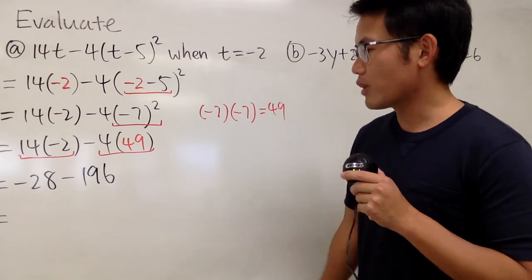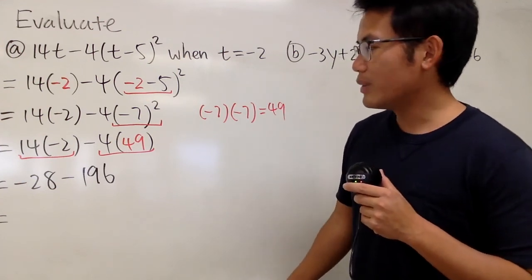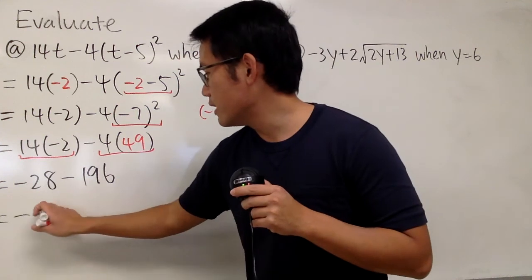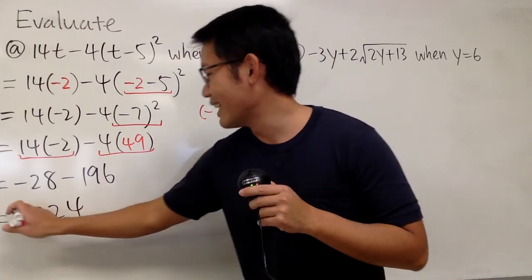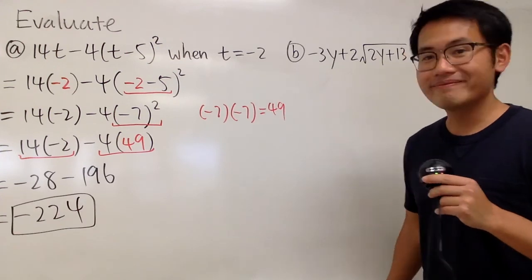And then, of course, in the end, we just have to compute these two together. And again, you can just do the scratch paper on the side or whatsoever, and you end up with altogether -224, like this. So that's the answer for the first one.